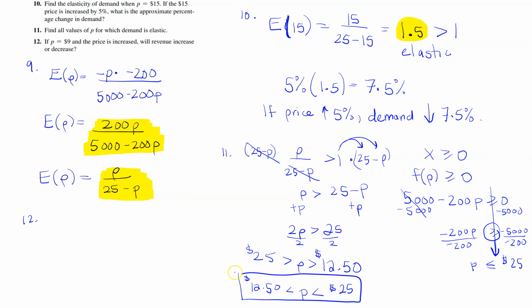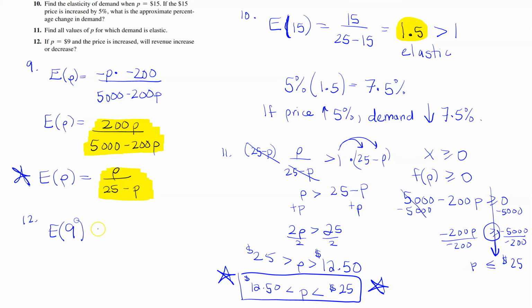So if the price is $9, it's not in this interval we just found. So it's not elastic. So we can assume it's inelastic. But if you hadn't done part 11, we would still need to figure out if that's elastic or inelastic. And we can do that by just plugging it into our elasticity calculation here.